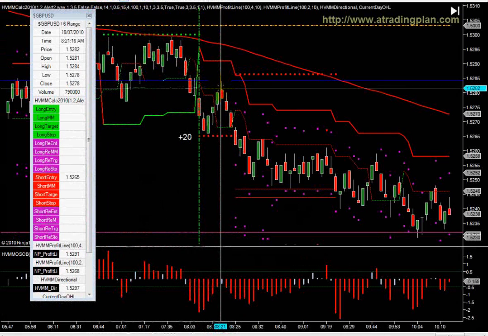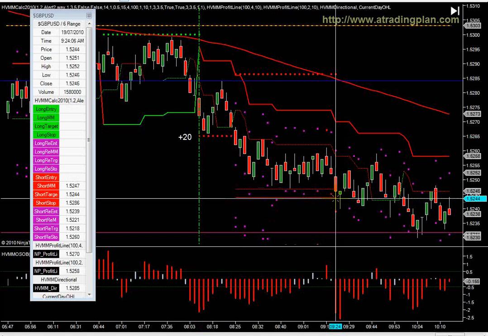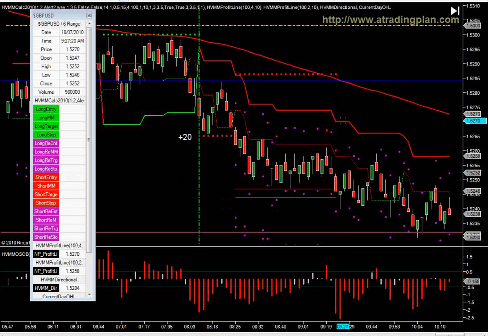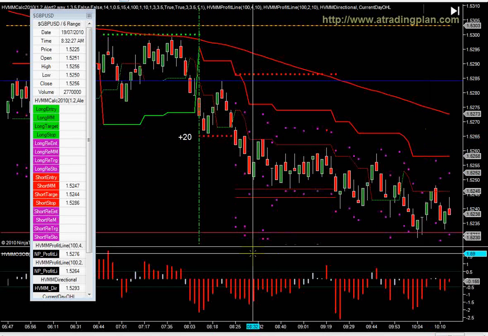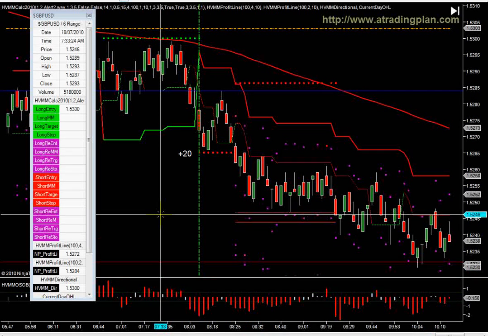Looking for shorts. Here's a short right here at 52.65, came right down to target. This is a trailing trade over top of the 4 profit line. You can use whatever profit line that you choose. Just make sure you've done some back testing and it makes sense to you.